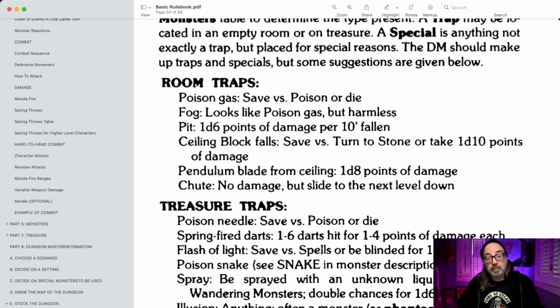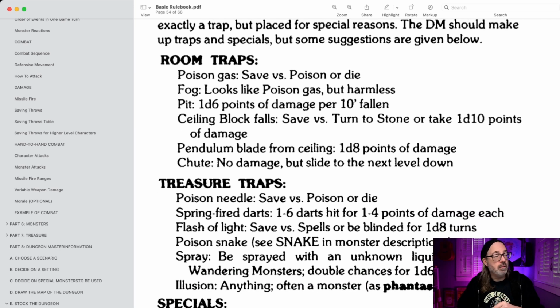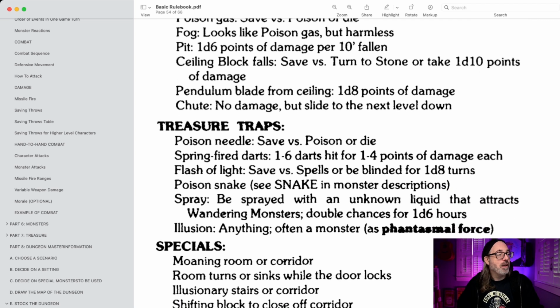By the way, this is one thing I think a lot of people don't do. In the example of play, everybody puts a poison needle, save or die, on treasure, when I think it's much more fun to put things like a flash of light or a poisonous snake in the thing, or some kind of spray. I love this one: be sprayed with an unknown liquid that attracts wandering monsters, chance doubles. That's so good, right? Or some kind of phantasmal force. So again, a trap doesn't have to be deadly, especially a treasure trap. You might want to be creative, right?